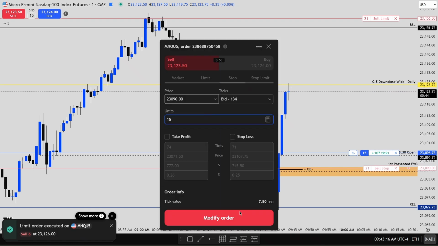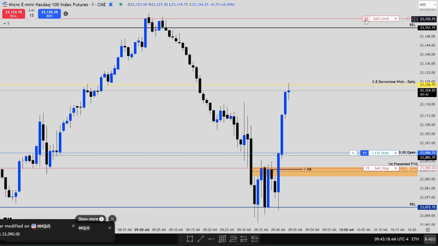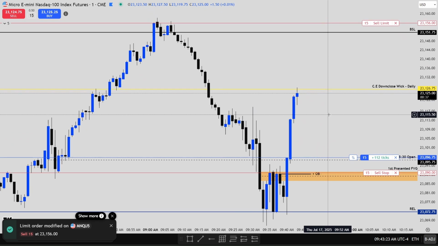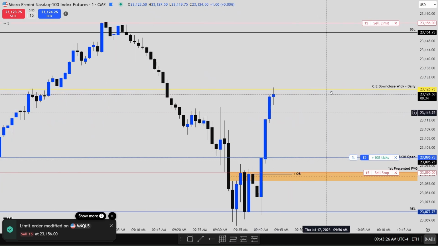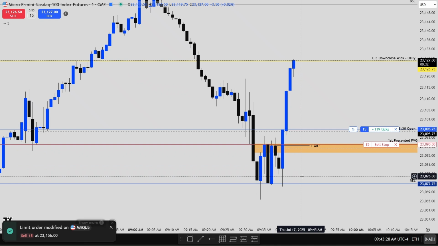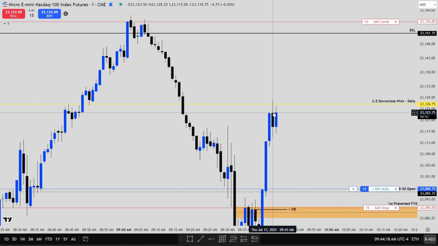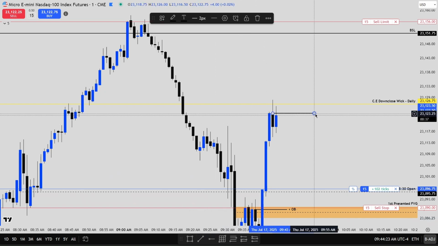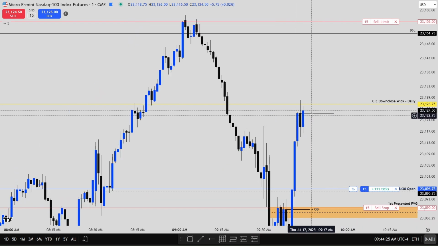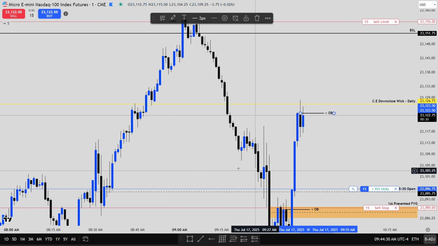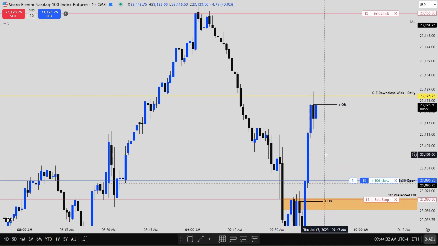Price is running here. Modify this order. Modifying this order as well. I don't know what just happened here, but price is just absolutely ripping here. See if we could get above this previous candle here. Better treat that as a bullish order block. Looking for the bodies to get above there.